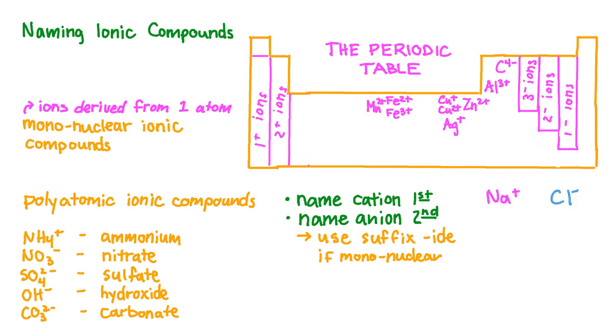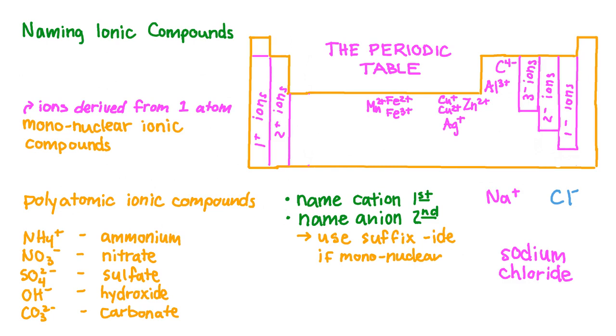Let's go back to our example of table salt, composed of positively charged sodium cations and negatively charged chlorine anions. Since sodium is the cation here, we'll name it first, followed by the name of the anion, chlorine. But since chlorine is not a polyatomic anion, it's just derived from one atom, we'll replace the end of its name with IDE, giving us the name sodium chloride.